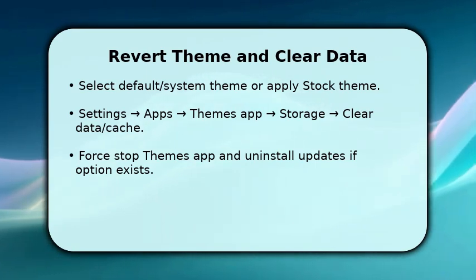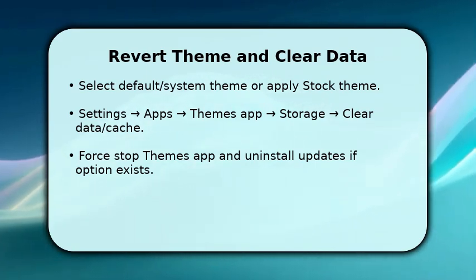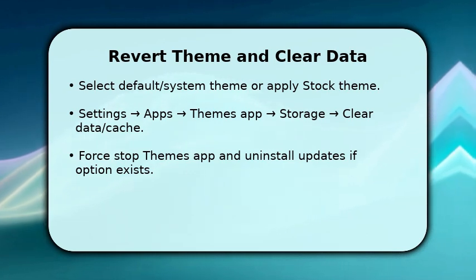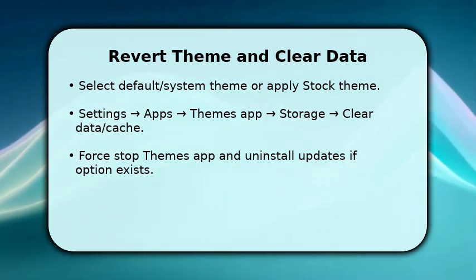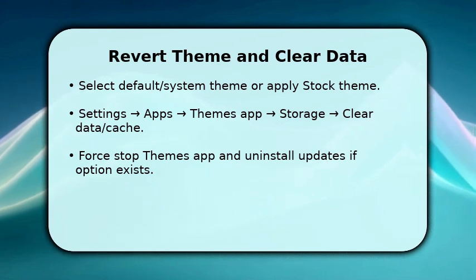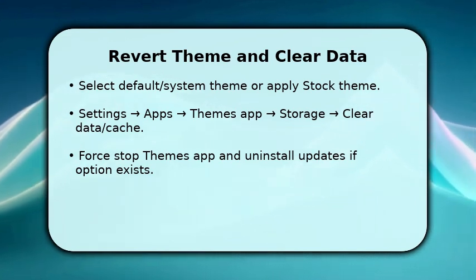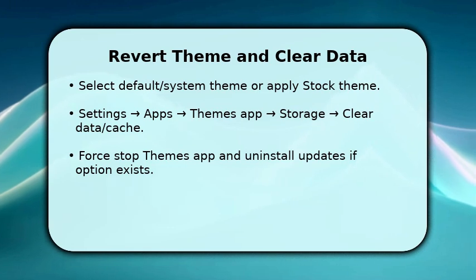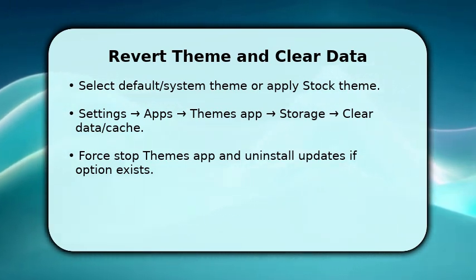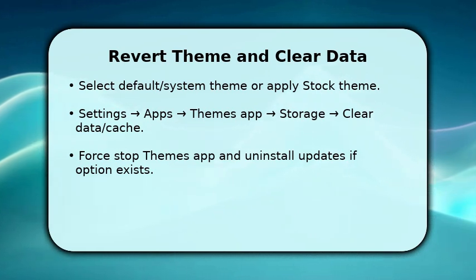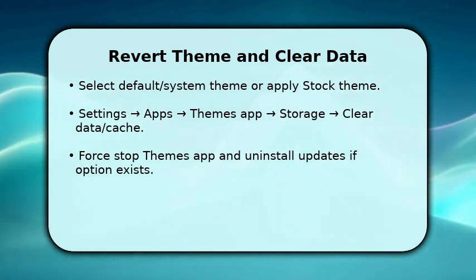Next, go to Settings, then Apps, then Themes or Theme Store, tap Storage, then Clear Data and Clear Cache to remove custom resources. Once cleared, force stop the app. If you can uninstall updates, do that to revert to Factory Theme Manager. Make sure to reboot after clearing so system resources reload. These steps remove active theme assets and reduce reapplication risk.